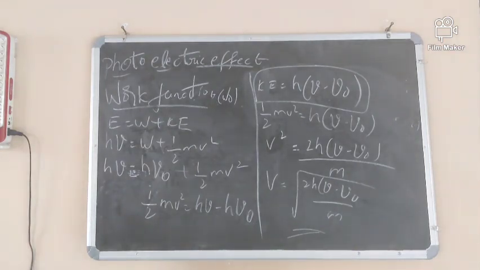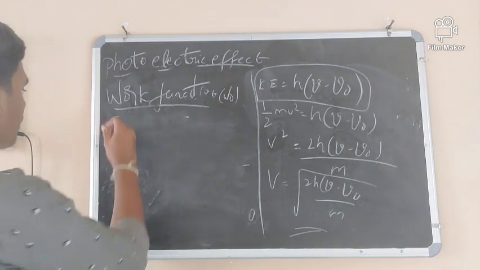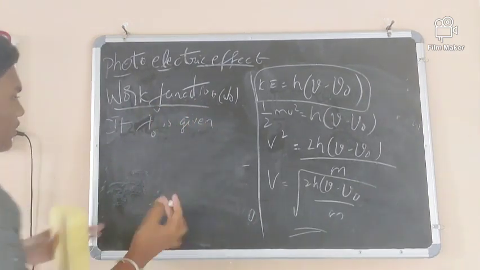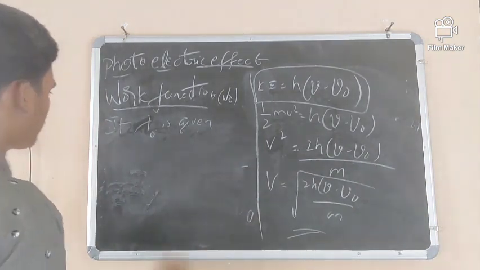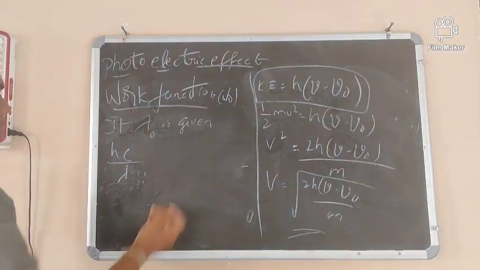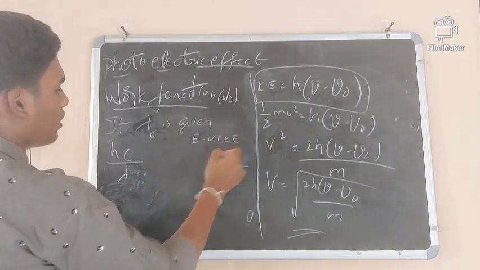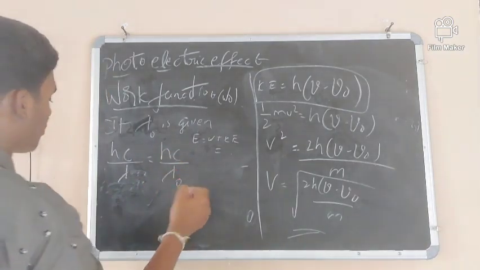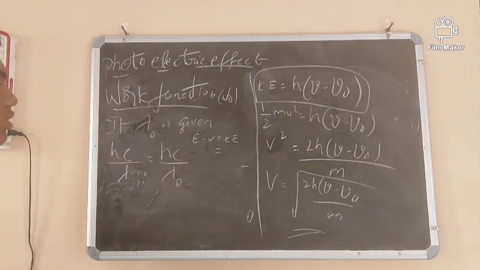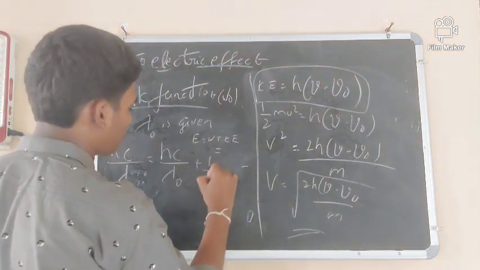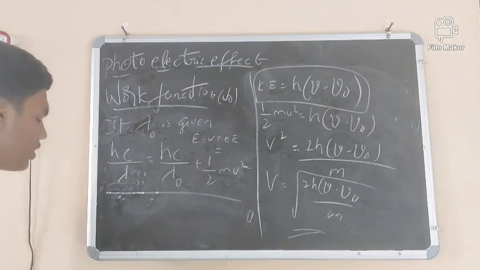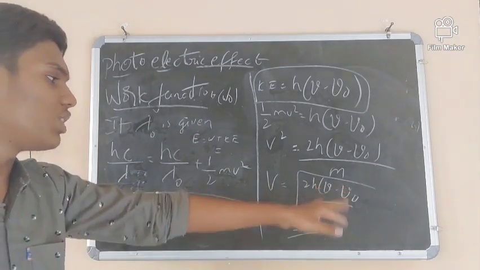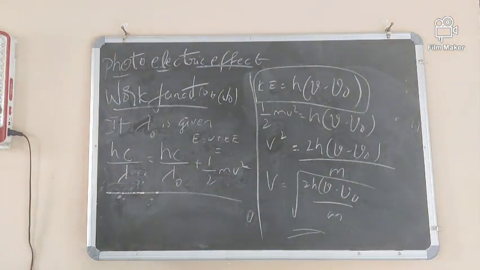What do we have to do when they ask wavelength? When the question gives the threshold wavelength, we have another equation also. E is equal to hc by lambda. See, E is equal to W plus KE, right? According to Planck's quantum theory, E is hc by lambda. So W equal to hc by lambda naught, where nu naught is the threshold frequency and lambda naught the threshold wavelength, plus half mv squared. Here lambda is the incident wavelength, lambda naught is the threshold wavelength, nu is the incident frequency, and nu naught is the threshold frequency.